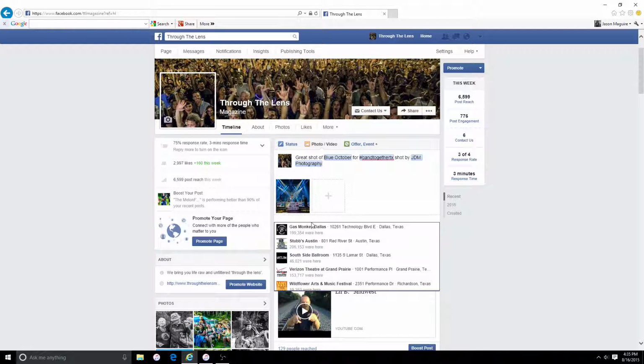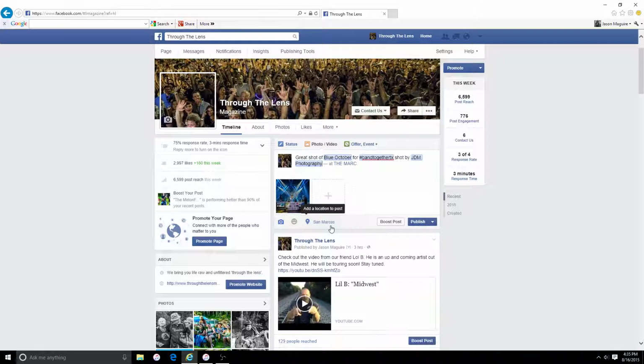Let's go ahead and tag this venue. This was at the Mark. I don't know if the Mark is, yeah, that's it right there, San Marcos. So the Mark was there. So that's pretty good there. Now let's go ahead and publish that.